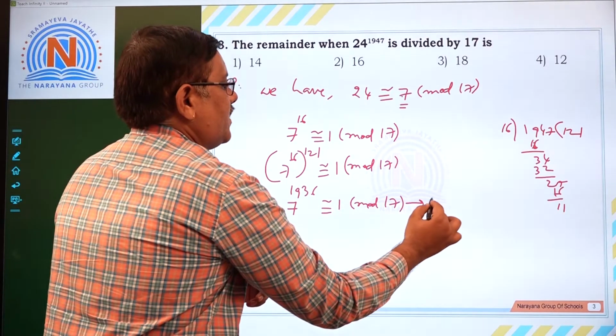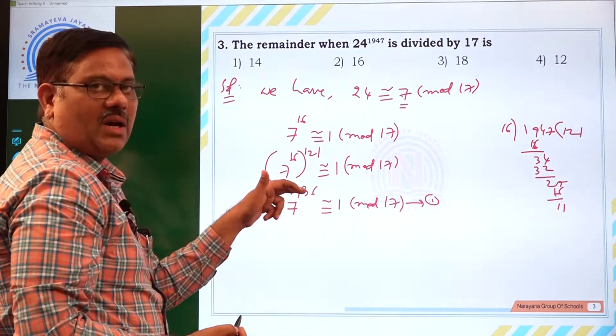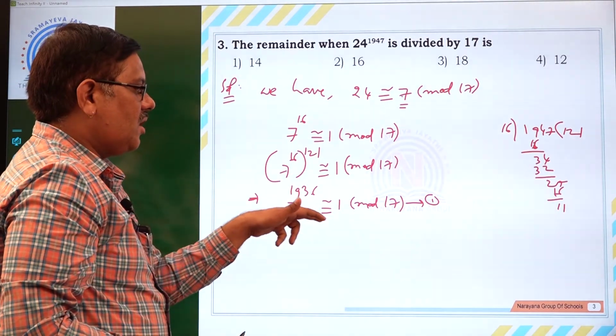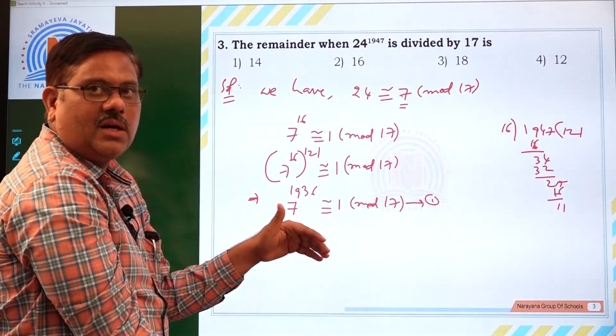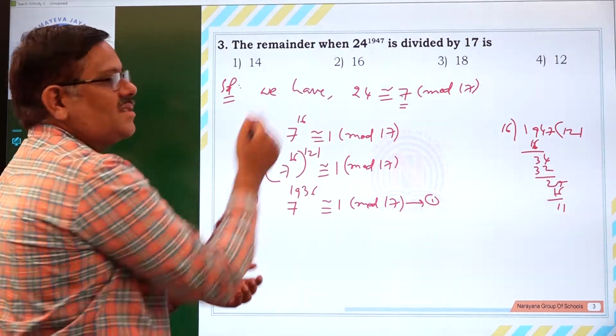Let me take this as the first condition. I need to get 7 power 11. 7 power 11 is congruent to a certain value modulo 17. Then by applying this condition, we can get the resultant answer.